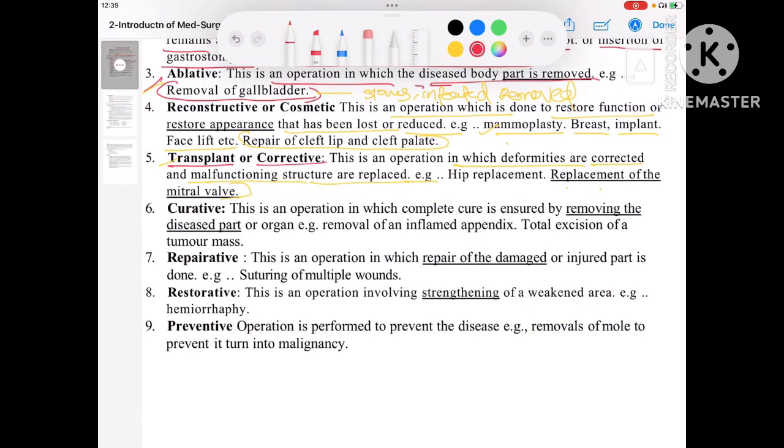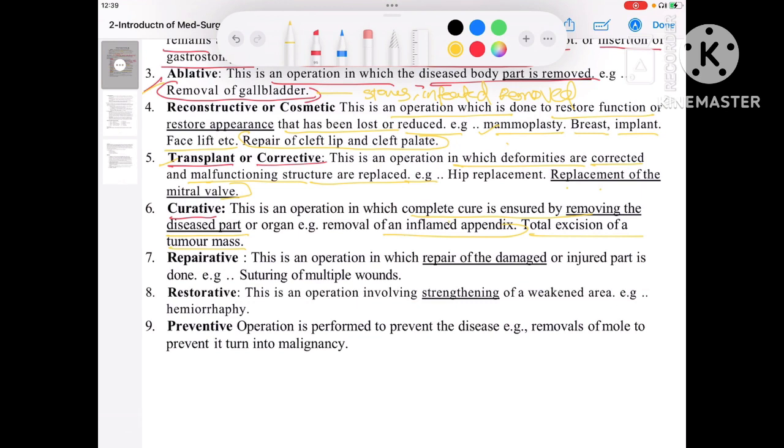And the next one is curative. Curative means this is an operation in which complete cure is ensured by removing the diseased part of the organ. So they want complete curing of the diseased part. An example is removal of an inflamed appendix. The appendix which is inflamed, they will remove completely, along with the total extent of the tumor mass.